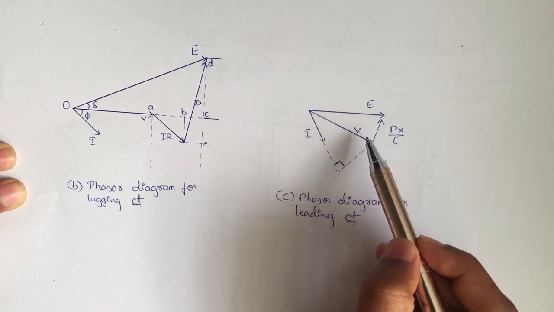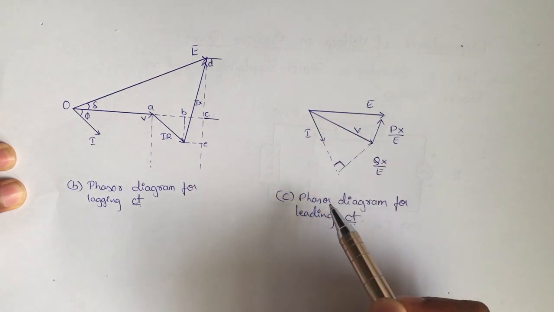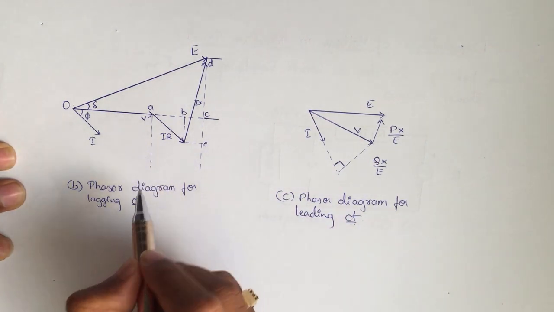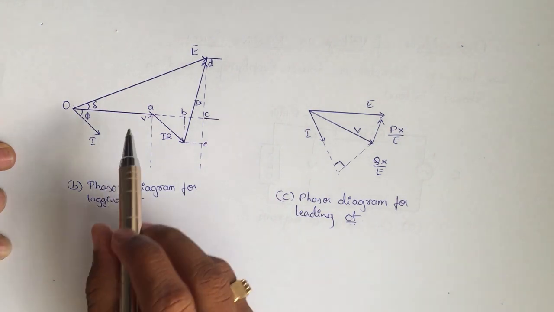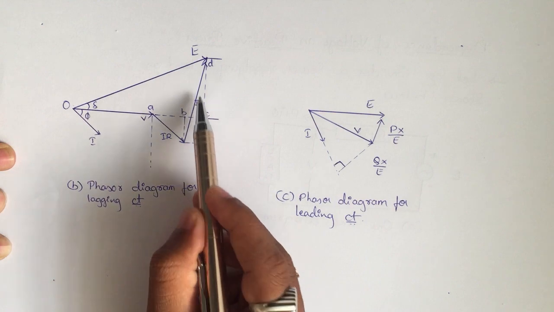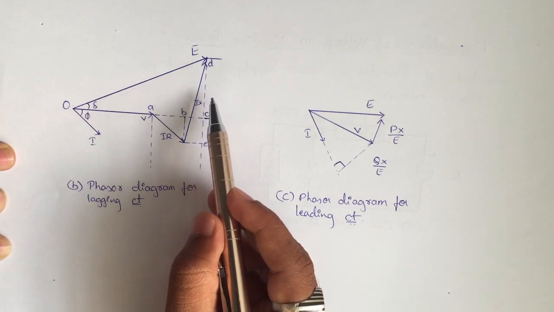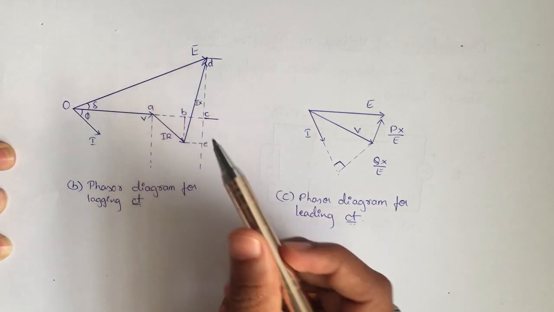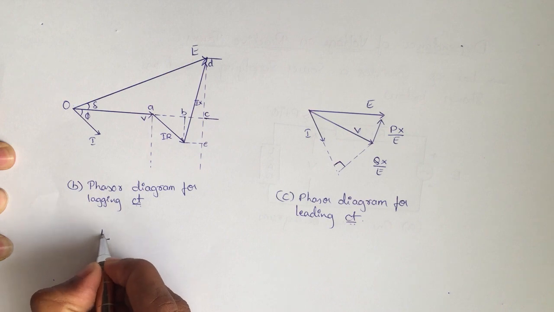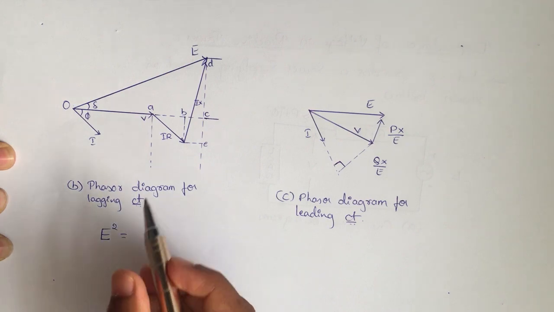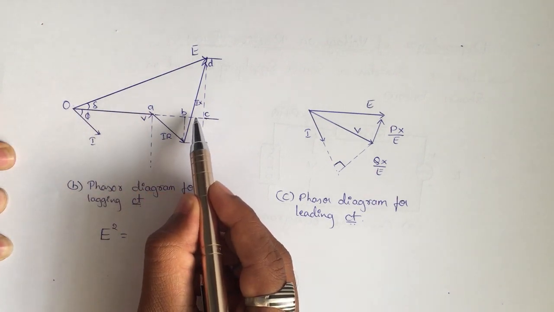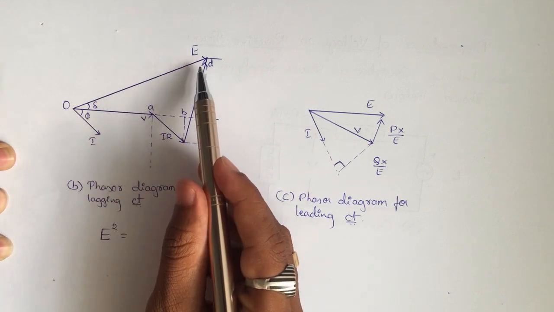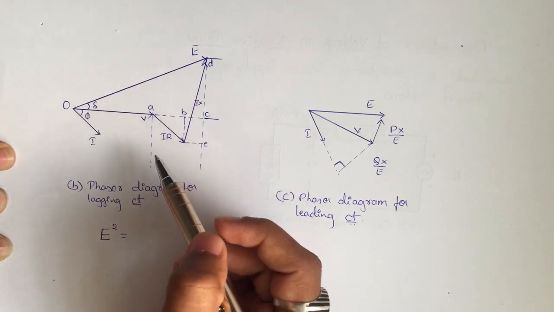Here we have the source voltage, load voltage and current. This is the phasor diagram with leading current. For the phasor diagram with lagging current, with respect to this right angle triangle OCD, if we apply Pythagoras theorem, the square of the hypotenuse E square will be equal to the adjacent square plus the base square.